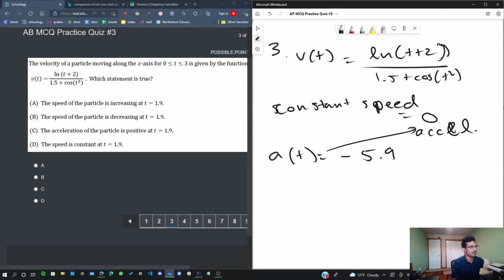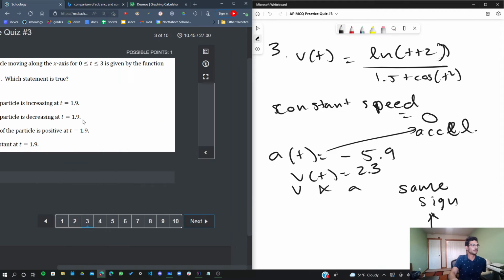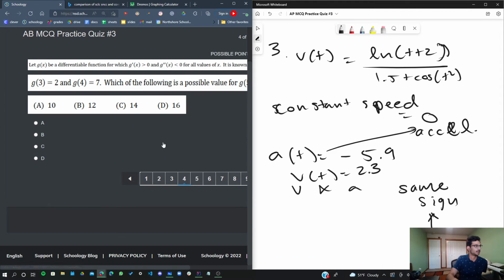In order to determine increasing or decreasing, if velocity and acceleration are the same signs, then it's increasing. Here, v of t was like 2.23. So they're different signs. If they're different signs, that means it's decreasing. So therefore, it's B. All right, I need to go a lot faster.